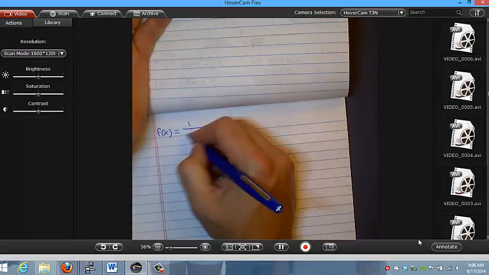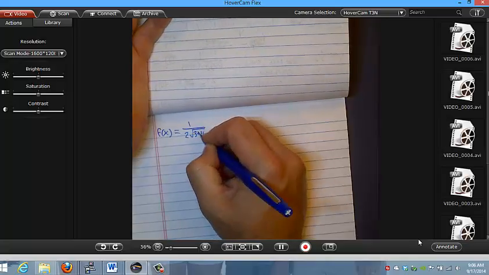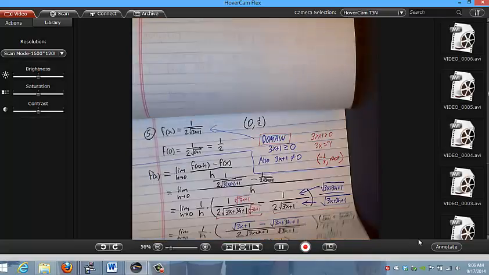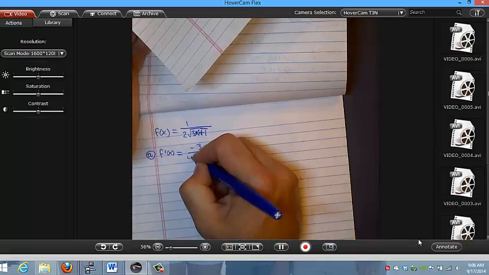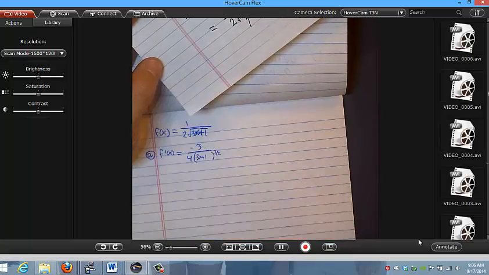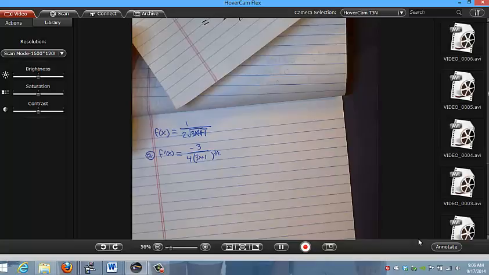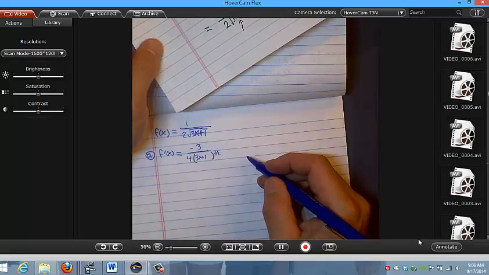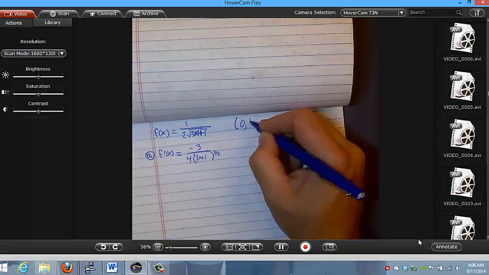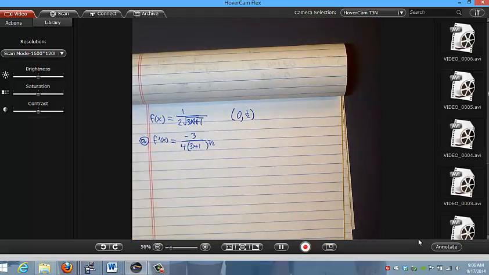We know f of x was equal to 1 over 2 square root of 3x plus 1. That's the original f of x. We just computed in part A f prime of x, and we got that is negative 3 over 4 times 3x plus 1 to the 3 halves power. So we got that. What else? Oh, we were given a point. The function goes through the point 0, 1 half. Okay? So the other thing that the problem asks me in part B is to write an equation of the tangent line.